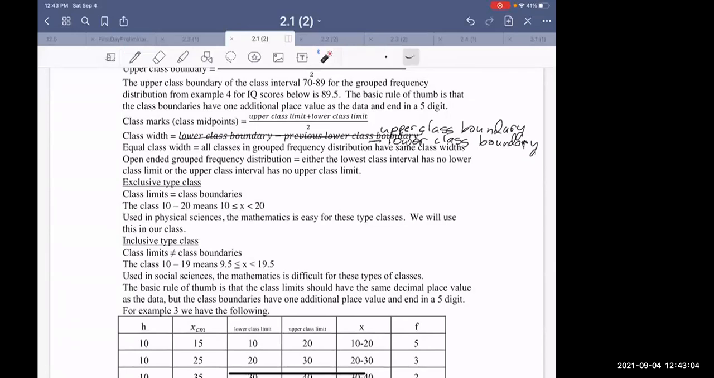these are called exclusive type classes, when the class limits are the same as the class boundaries. Then say 10 to 20 means X is between 10 and 20. You include the 10, but you do not include the 20. Look at grades. You had no problem with grades. You knew exactly what to do. That's what you do in any other situation. Okay.